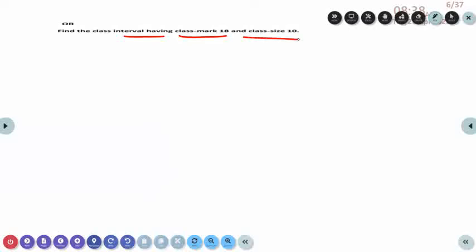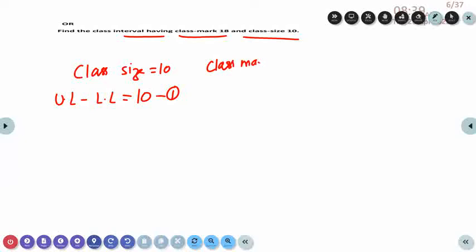Now since class size is given to be equal to 10, and we know what is class size. Class size means upper limit minus lower limit. So upper limit minus lower limit is equal to 10. So this is one relation. And similarly class mark is given to be 18, and class mark means upper limit plus lower limit upon 2. So upper limit plus lower limit upon 2 is given to be 18. That means upper limit plus lower limit will be equal to 18 into 2, 36.